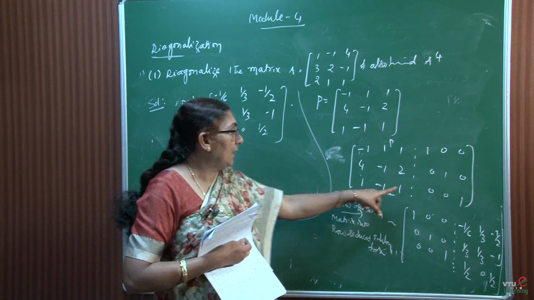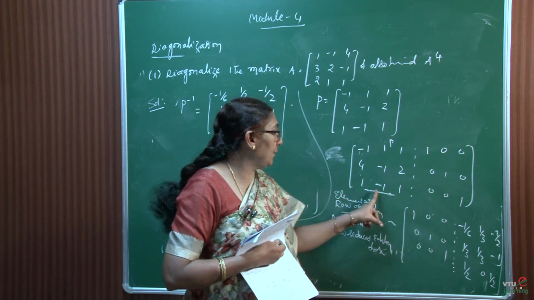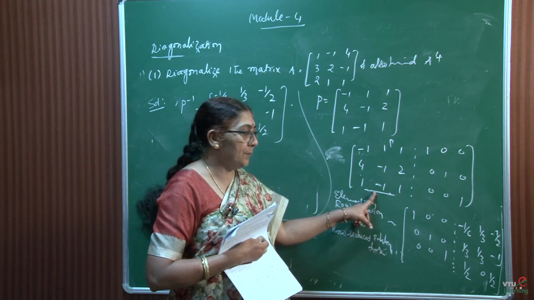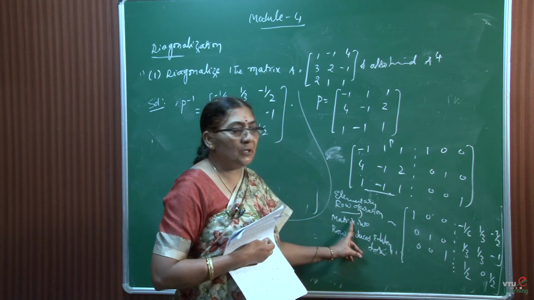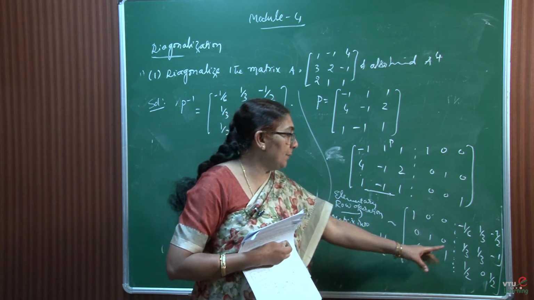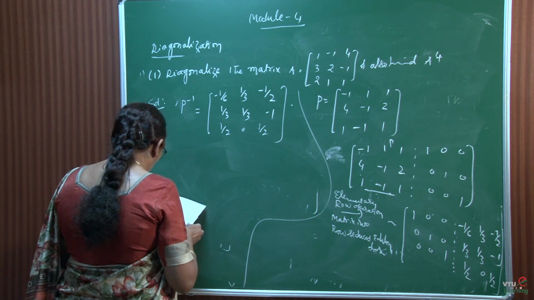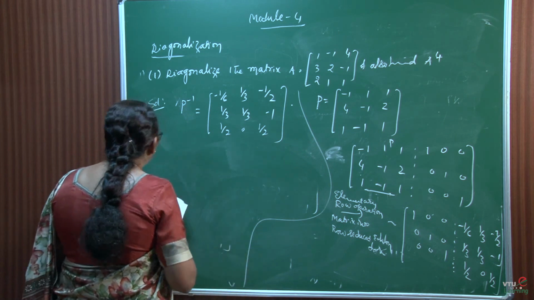Take P and then a bifurcation line, and take the identity matrix. The order of the identity matrix is the same as the order of P. Using elementary row operations, you convert this P matrix to identity. While doing that operation, we get this new matrix, that is our P inverse. Once we get P inverse, what's our next step?